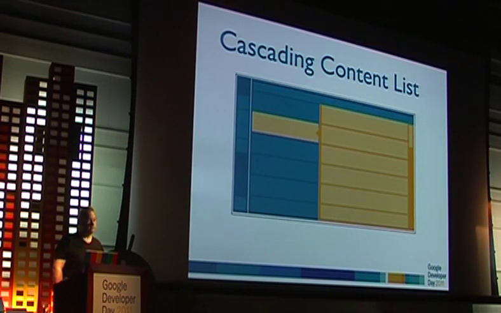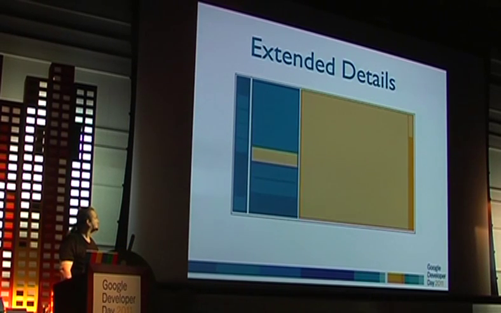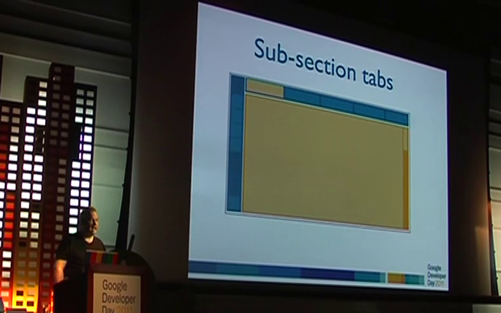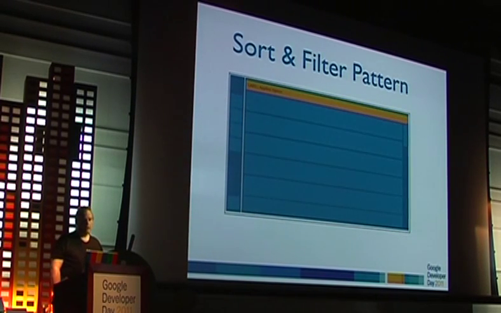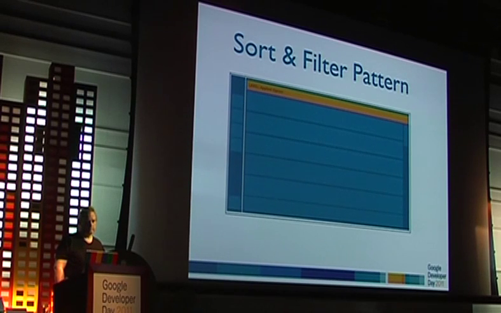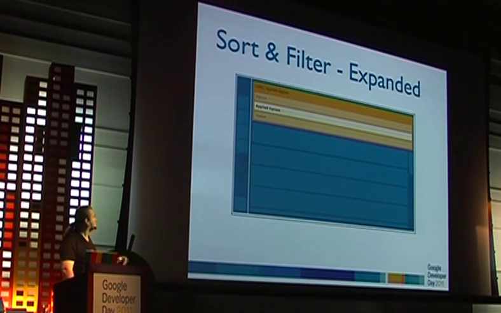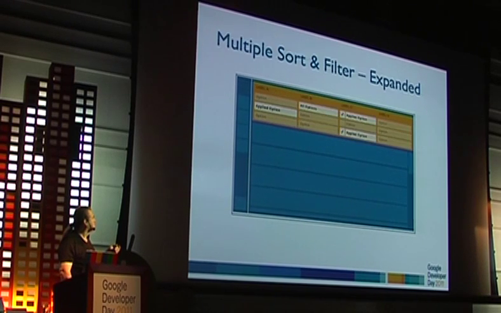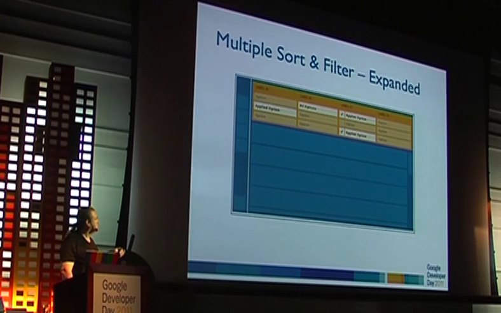Cascading content list. So you have a nice set of hierarchies. Extended details. So you have what's important, and then you may switch between elements. Subsection tabs. And the sort and filter pattern. There's a couple of these. When you go up to it, it expands. Multiple sort and filters expanded.